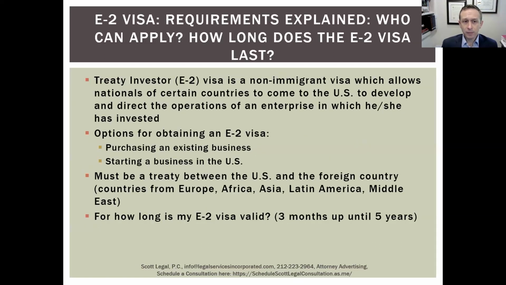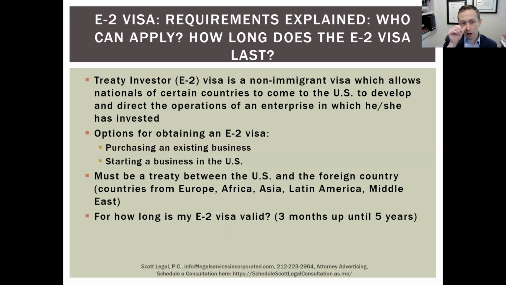So let's dig a little bit deeper into these requirements. Who can apply for an E-2 visa and how long does it last? As I mentioned before, the E-2 visa is a non-immigrant visa that allows nationals of E-2 treaty countries to come to the US to develop and direct a US company in which they have invested. That one statement, that one bullet kind of captures a number of the requirements we talked about before. It talks about nationality. It talks about the develop and direct requirement. It talks about the investment requirement and the intention to depart. It's not an immigrant visa, it's a non-immigrant visa.